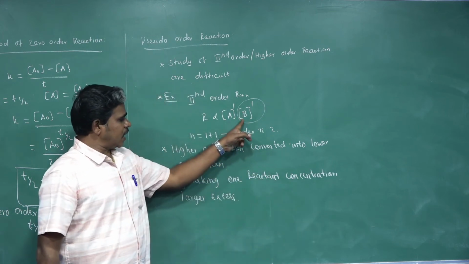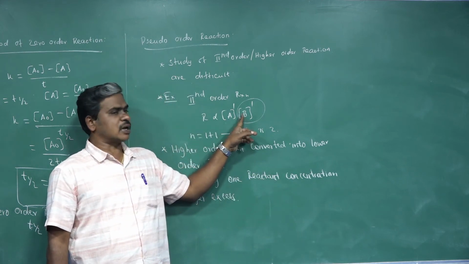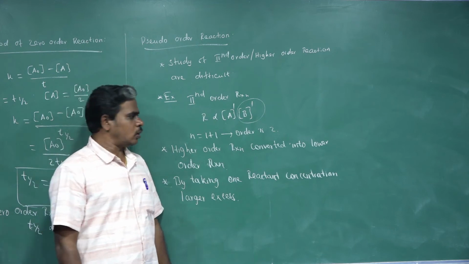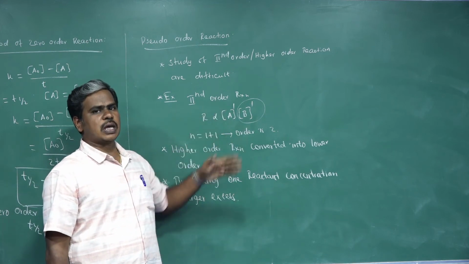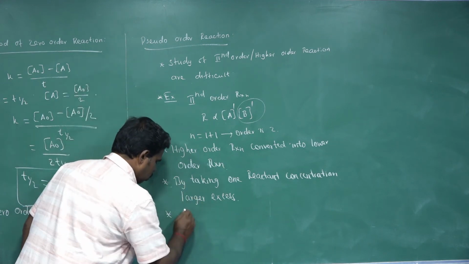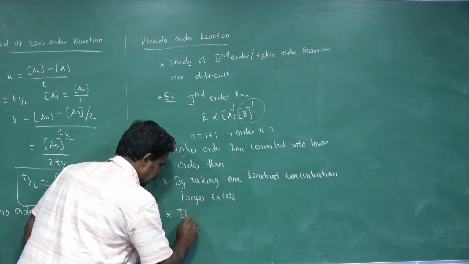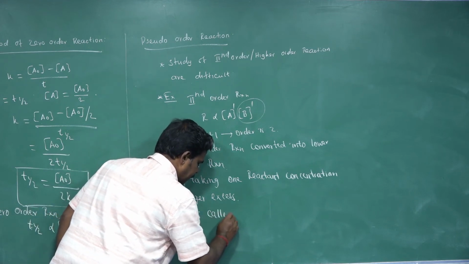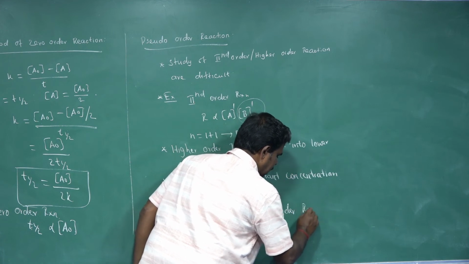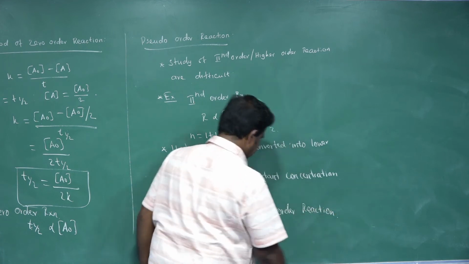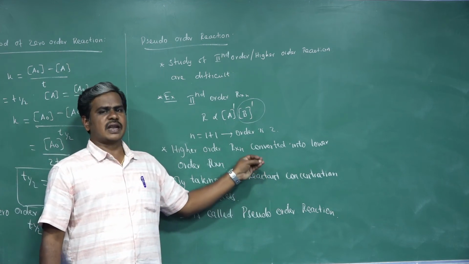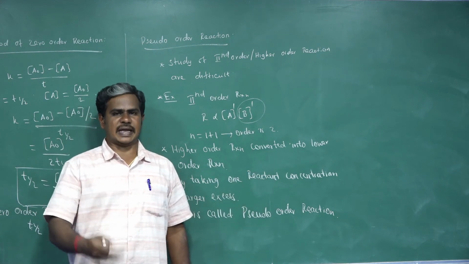If the concentration of B is taken as a large excess, then the rate of the reaction is independent of B. So the higher order reaction is converted into a lower order. This type of reaction is known as a pseudo order reaction. What do we mean by a pseudo order reaction? A higher order reaction is converted into a lower order by taking one of the reactant concentrations in large excess.